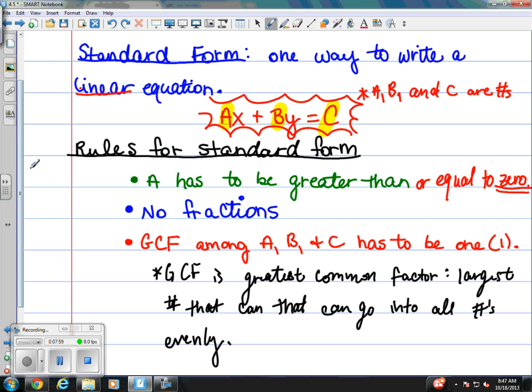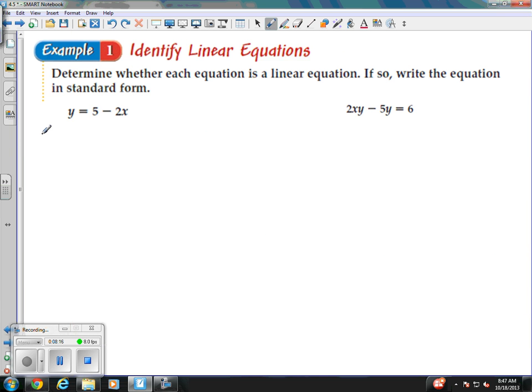And that's our standard form. So the rules for standard form: A has to be greater than or equal to 0, no fractions, and your GCF has to be 1. That means the biggest number that goes into A, B, and C has to be 1. Alright, so let's look at some examples of these.